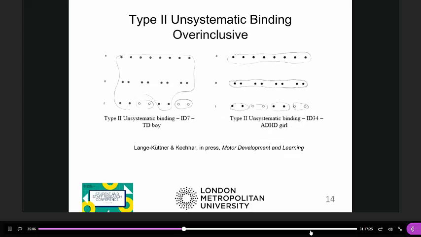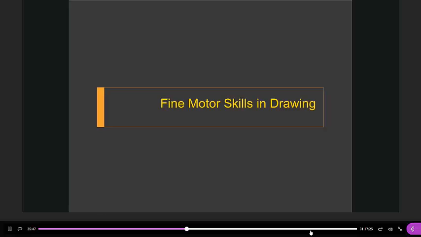We have also an unsystematic binding type 2, and this is over-inclusive. The Gestalt principles are not or only partly recognized, and all the dots go into one area. Here you can see examples where common region grouping is already achieved, but it's devised in an unsystematic fashion. We call that unsystematic binding because not all the Gestalt principles are recognized. Okay, so now we come to fine motor skills in drawing.